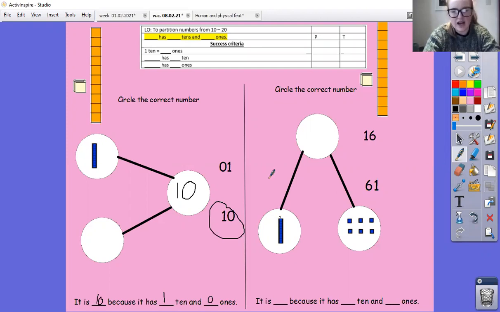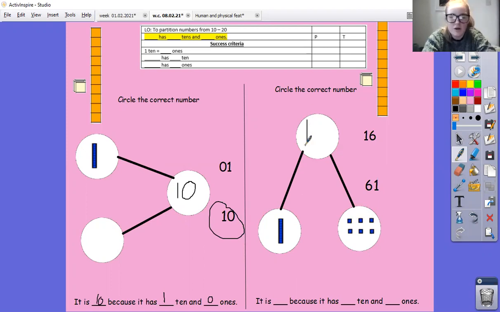And how many tens do I have? I just have the 1. So 1 ten here, I mark it as 1 ten in my whole part. So then my other part is the ones. How many ones do I have? 1, 2, 3, 4, 5, 6 ones.